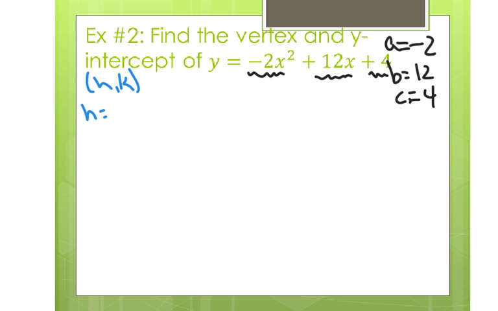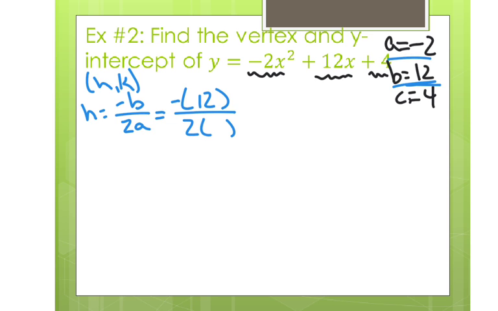So for h, our formula was negative b over 2a. That means in this particular equation, I'm going to have negative, and our b value is 12, divided by 2 times our a value, which is negative 2. So on top, that makes that negative 12. The bottom, 2 times negative 2 is negative 4. Negative 12 divided by negative 4 is positive 3.